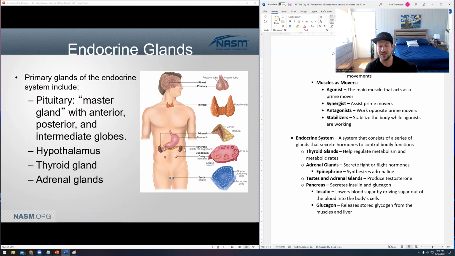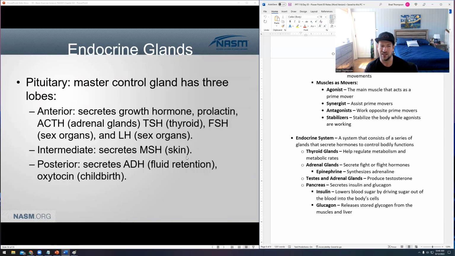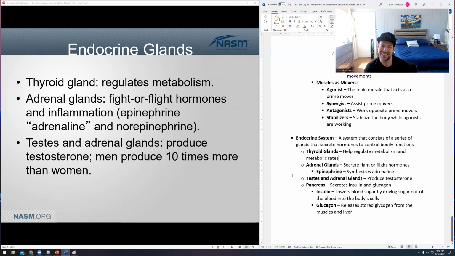You've got your adrenal glands that live on top of your kidneys there. They release things like adrenaline and cortisol. That's really important for stress. You have your testes, which are responsible for producing testosterone. You've got your ovaries, which are responsible for producing estrogen. Both of those are sex hormones that give us our sex characteristics, but also are responsible for the growth of certain types of tissue.